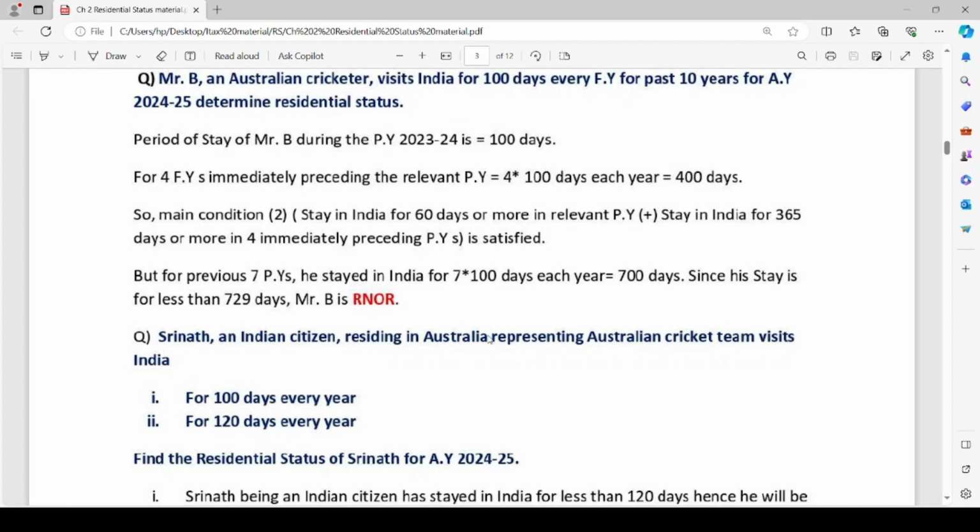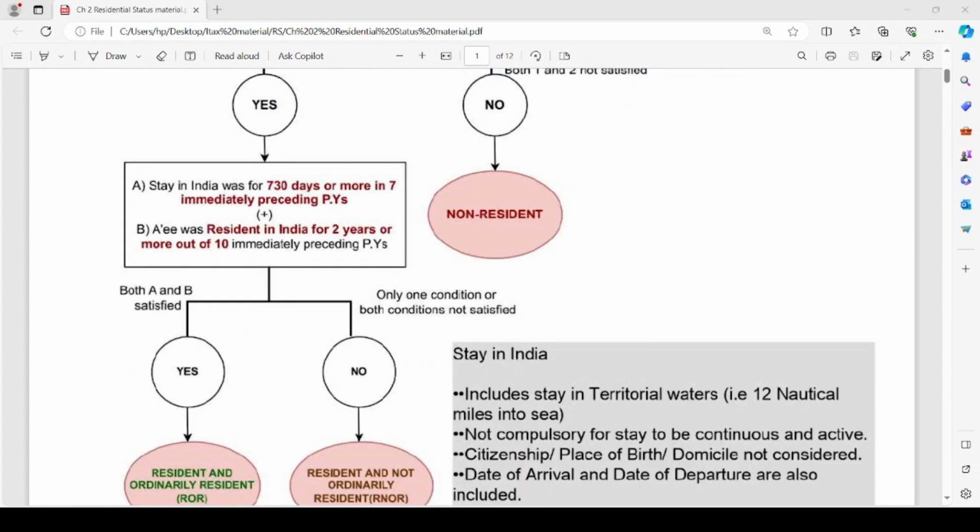Now we have to go for additional conditions A and B while determining the residential status of Mr. B. The additional conditions state that he has to stay in India for 730 days or more in 7 immediately preceding previous years, and at the same time the person should be resident in India for 2 years or more out of 10 immediately preceding previous years.